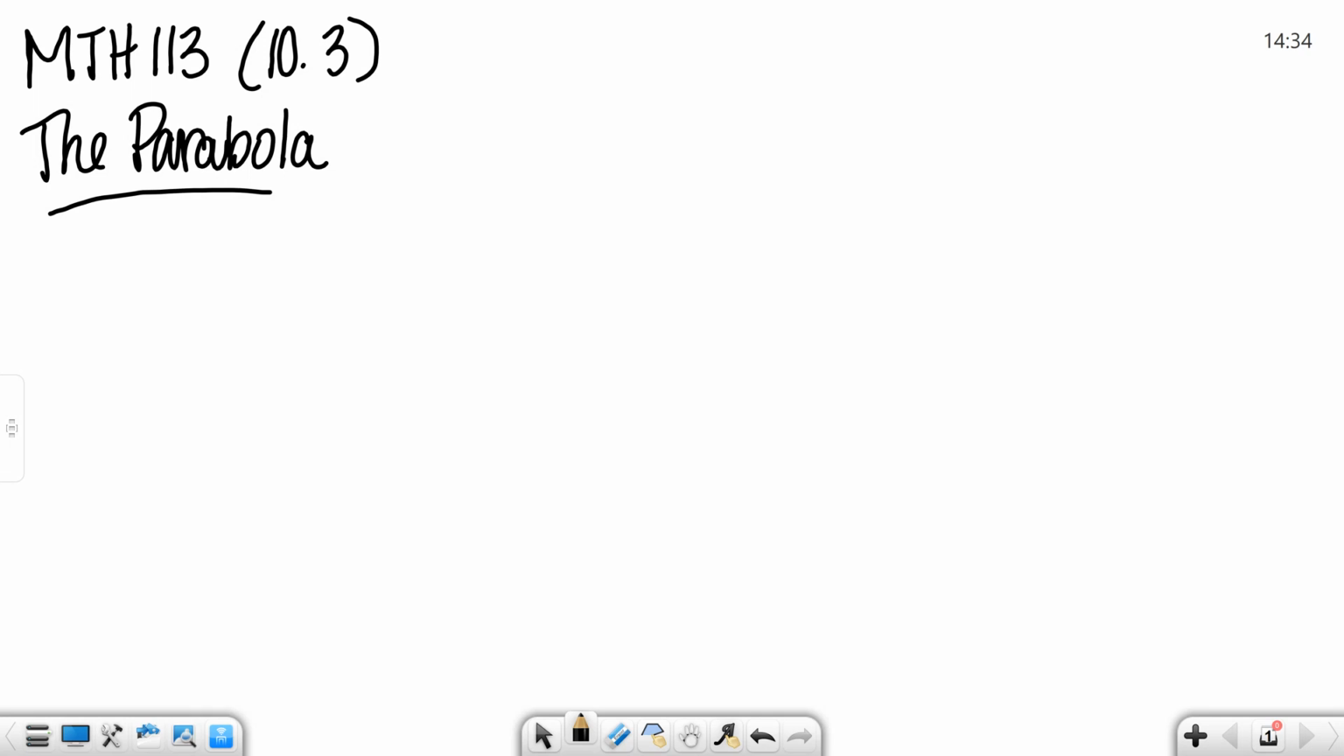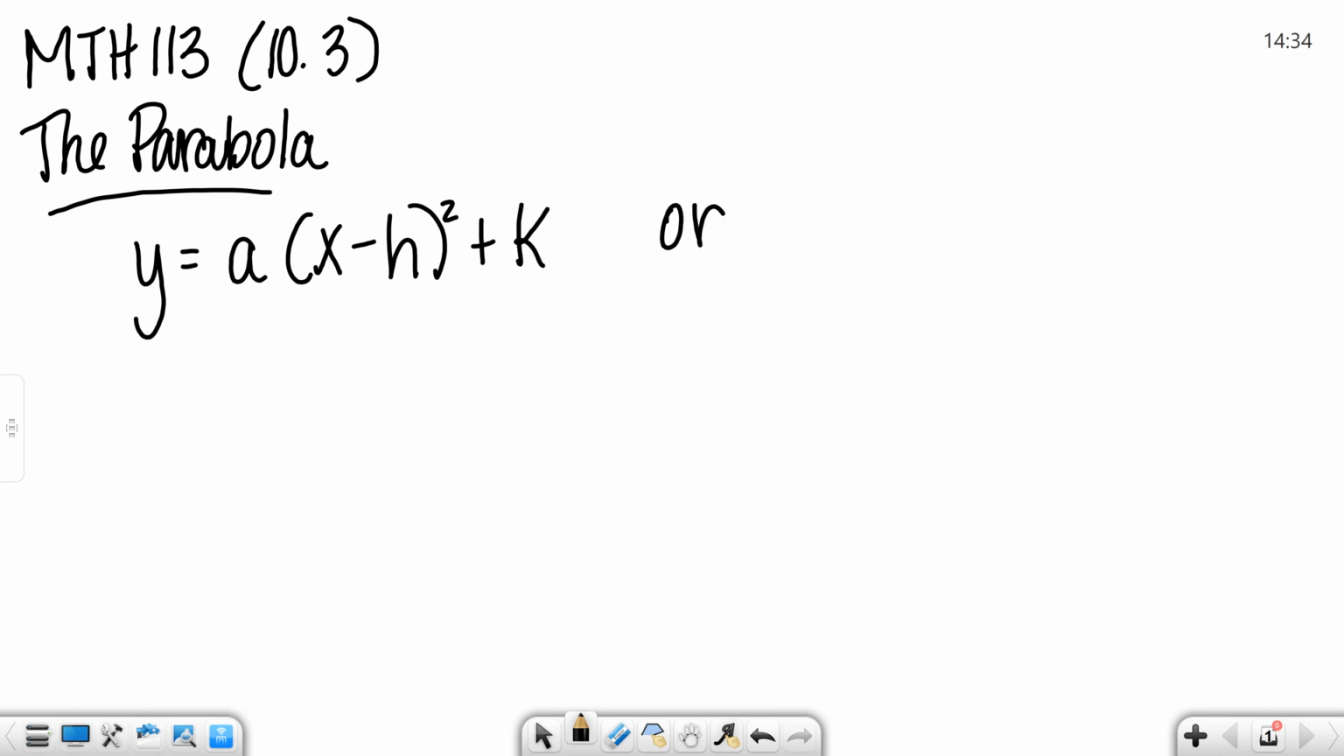Math 113, Lesson 10.3, we're going to cover the parabola. So we've actually covered parabolas before, and these are the equations that we're used to seeing. Not something new. We covered this in Math 112, if you took 112, or in whatever pre-cal class you had before now. That may have been high school. So both of these are equations that we've worked with for a parabola.